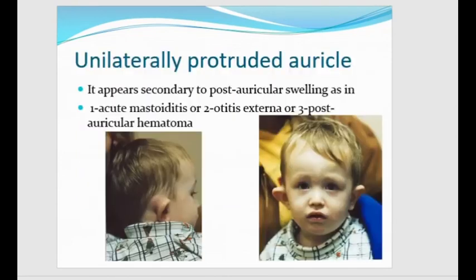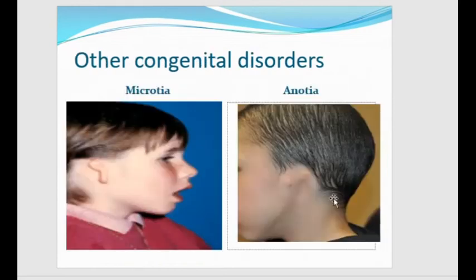So other congenital anomalies. طبعا ممكن تكون هذا الأوريكل is protruded unilaterally but not congenital. This is an acquired condition because of the post-auricular swelling which is seen in acute mastoiditis. هكذا راح تمر بينا مصطلحات otitis externa or post-auricular hematoma from trauma. Other congenital anomalies of the auricle: microtia اللي هي عندنا small auricle or anotia absent auricle.